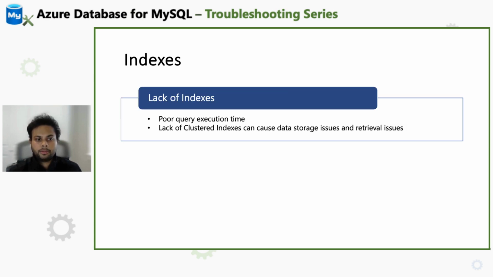So what happens if there is a lack of indexes on a table in the database? The first thing that you would observe is your queries performing very poorly. Instead of a query that is supposed to complete in a few milliseconds, you can see it taking a couple of seconds, a few seconds, or maybe more, depending on how much data you're retrieving through that query. And on tables where there are no primary key indexes or clustered indexes, you can see data storage issues with huge fragmentation happening in the background. And also the retrieval becomes quite cumbersome if there are no primary key or clustered indexes on the table.